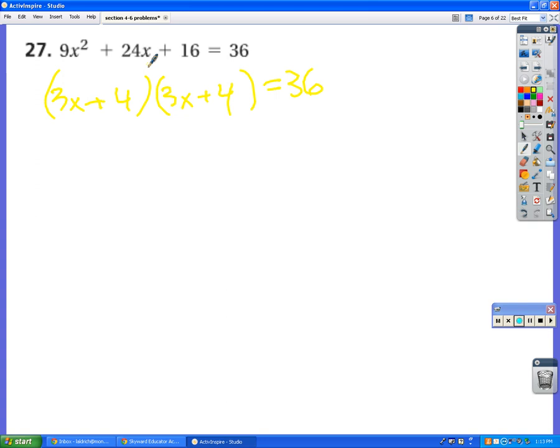What about the 16? The 16 is broken down into the 4 and the 4. The 9 is hidden here in the 3 and the 3. And the 24 is in the 3 and the 4 and the 3 and the 4.